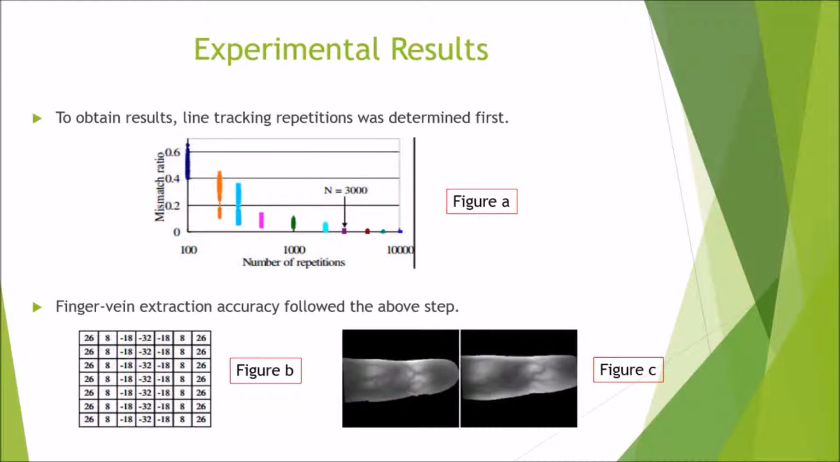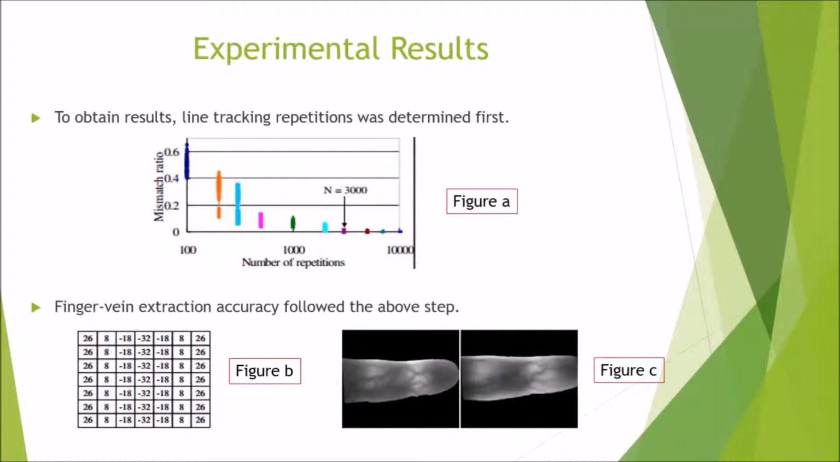Part 2 of Biometric Finger Vein Authentication System. To determine the appropriate number of line tracking operations, a comparison of the finger vein patterns extracted was done using various numbers of line tracking operations. First, 16 finger vein patterns were extracted from a captured image, each using the proposed method with n equal to 100.